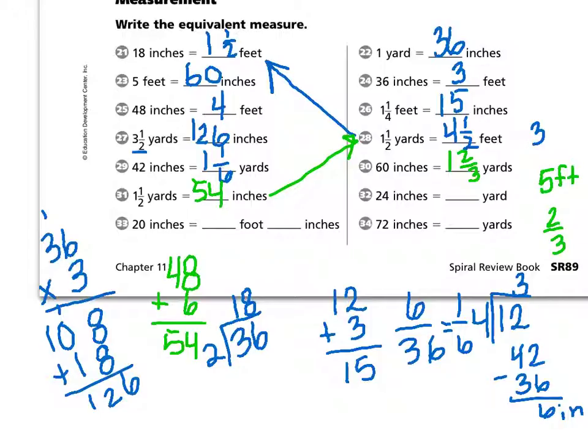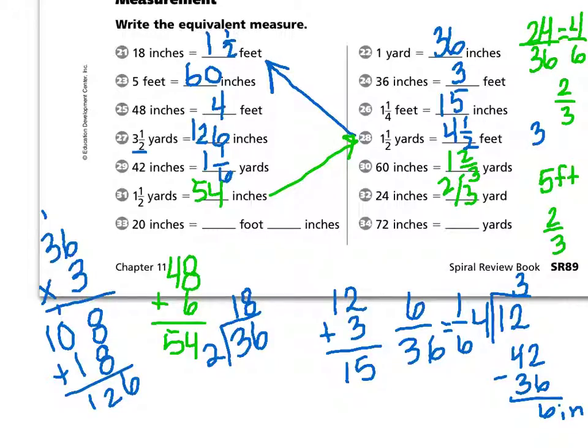24 inches equals how many yards? Well, I know that that's not even 1 yard, so I know that that would be 24 out of 36. And I can reduce that. I know that 6 goes into 24 4 times, and 6 goes into 36 6 times. I can reduce it even further. 2 goes into 4 2 times, and 2 goes into 6 3 times. So it'd just be 2/3 of a yard.